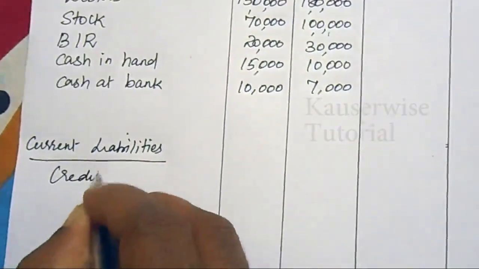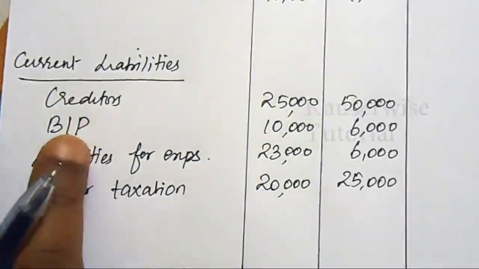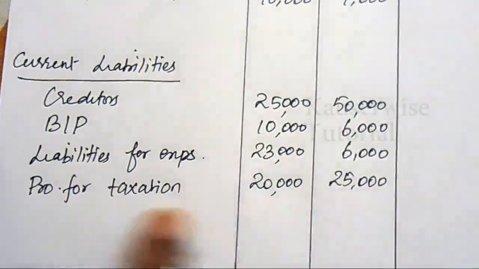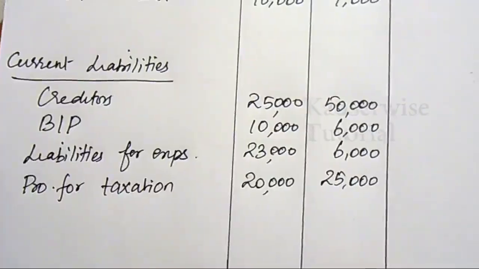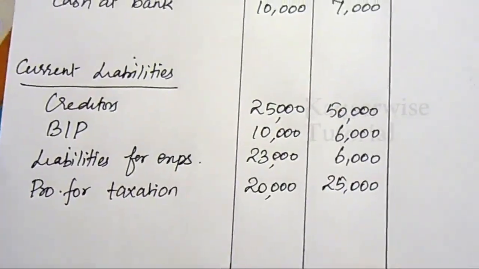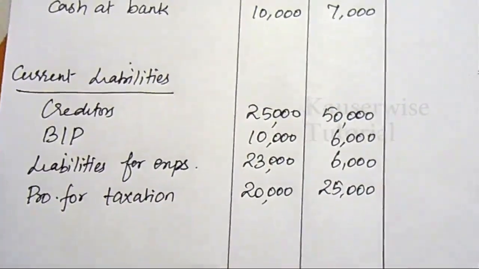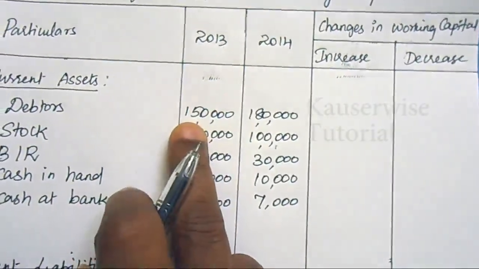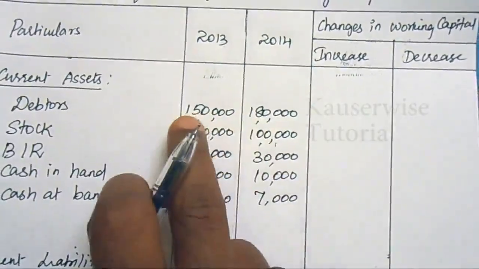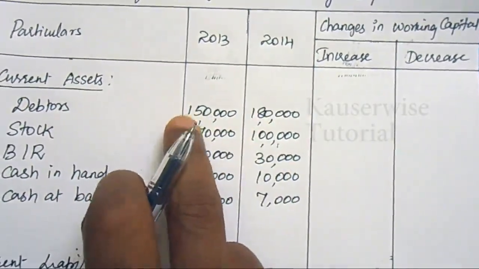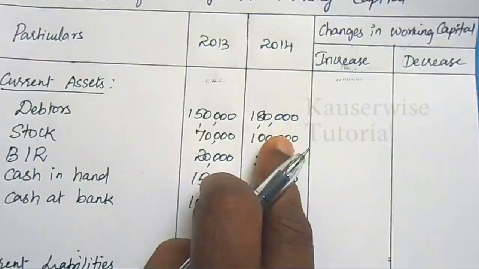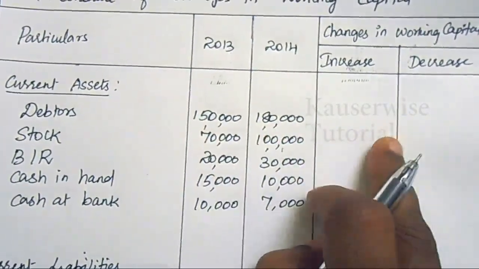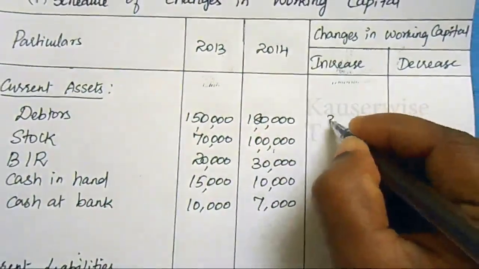Creditors 25,000, 50,000, bills payable, liabilities for expenses, provision for taxation. Now you need to find the changes in working capital with the help of that simple logic. Debtors. In the first year, 1,50,000. Next year, 1,80,000. What is the difference? It increased from 1,50,000 to 1,80,000. So when current assets increase, working capital also increases. 30,000 increased.